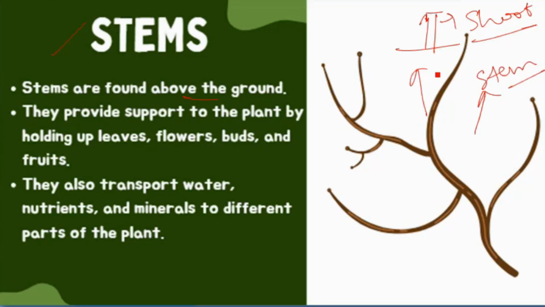Stem transfer this water and mineral to the other parts of the plant that are leaves, flowers, buds and fruits. And stems also transport water and mineral to different parts of the plants, and it supports other parts of the plant. Stem contain all other parts like flowers, buds, fruits and leaves and branches.